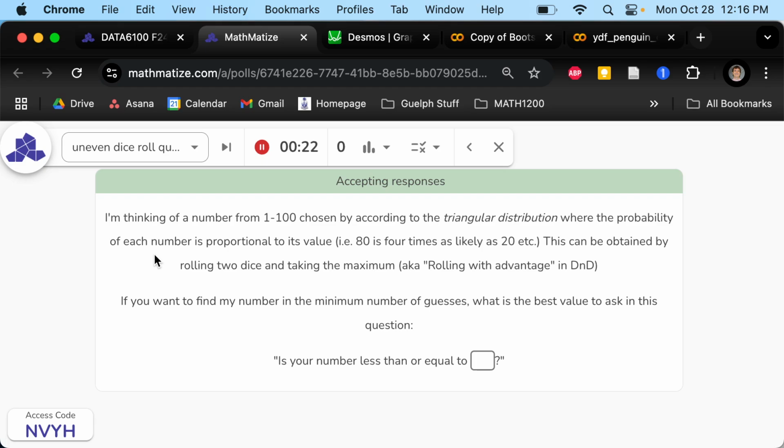I'm most likely to choose the number 100. How can you make this? Well, if you take 2 100-sided dice, and you roll both of them. So I'm going to roll both of them, and then I have to arrange it so they don't roll off the table. And I take the maximum of the 2 dice.